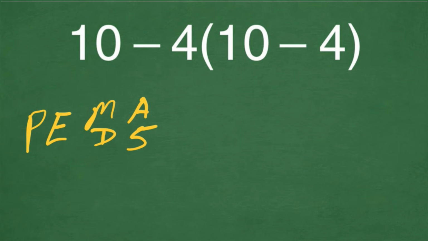So here it is. P stands for parentheses, E stands for exponent, M and D stand for multiplication and division, A and S stand for addition and subtraction. So according to this rule, we have to solve all the parentheses first before we move into the other arithmetics. And then after we solve the parentheses, only then we are allowed to move to exponent.